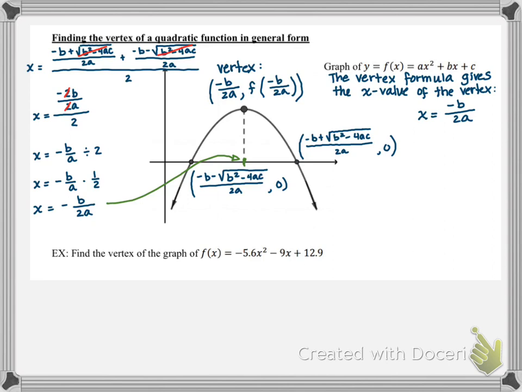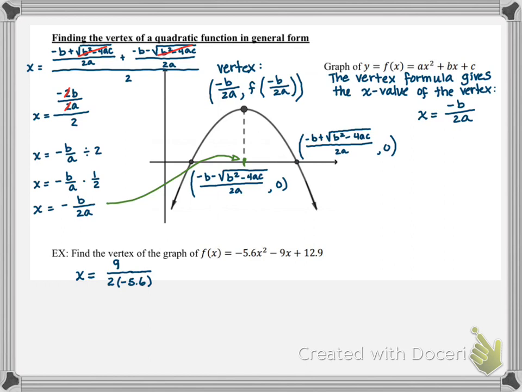So let's find the vertex of this function. This is where the vertex formula is especially convenient. We're definitely not going to factor that, right? Or put it in standard form. So we'll use the vertex formula first to find the x coordinate of our vertex. So x equals the opposite of b, so positive 9 over 2 times a.